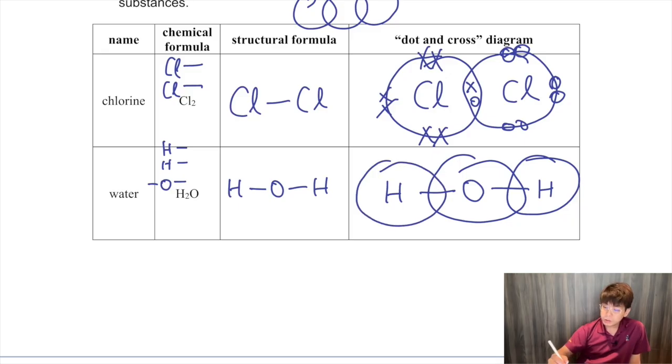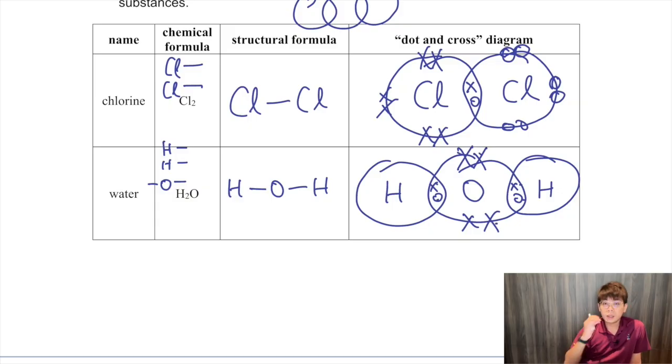They are all single bonds. So single bonds got 2 electrons each. Okay, the 2 H are happy, they have 2 valence electrons, but the O is not. So O currently has 4 electrons only. So I'll fill up with another 4. So now the O has a total of 1, 2, 3, 4, 5, 6, 7, 8 electrons.